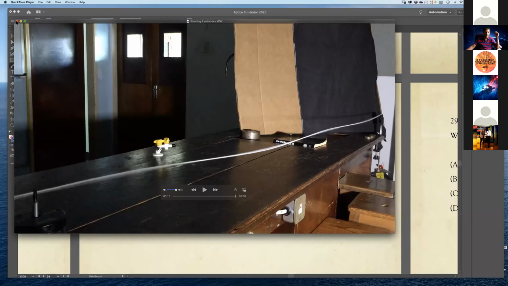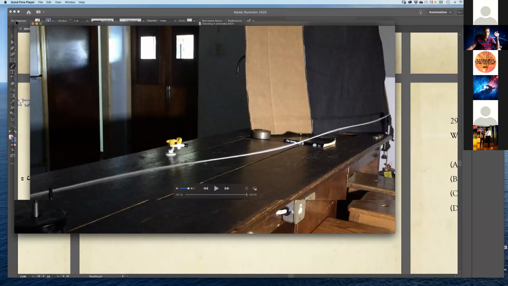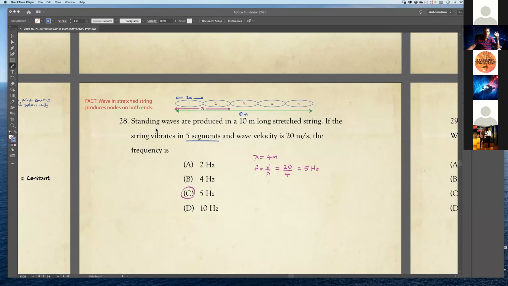Now, everybody saw that? Everybody clear on this? Yes, sir. That's a standing wave, right? I have drawn it like this, where they're talking about five of these segments. So that's one segment, two, three, four, five segments set up in the 10 meter long stretched string. If you have five segments, then the length of one segment must be 2 meters, right? And we know the distance from node to node is half lambda.